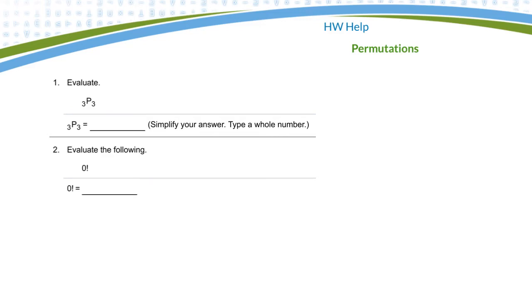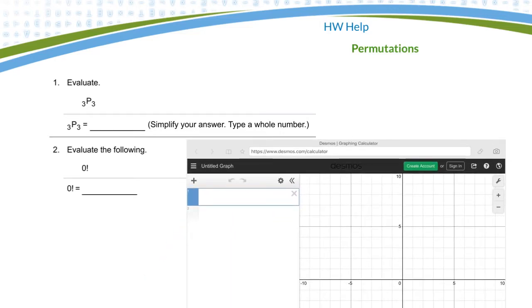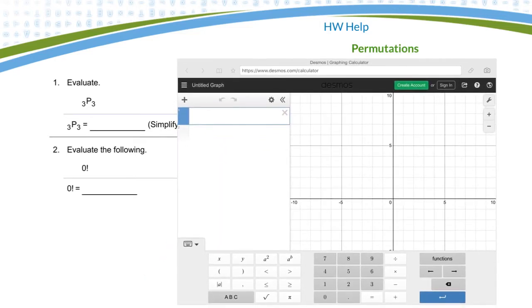All right, here's some homework help for the permutation section. First two questions are just calculator questions. So 3 pick 3, or 3 permutations of 3, and 0 factorial. Let's just do that here.